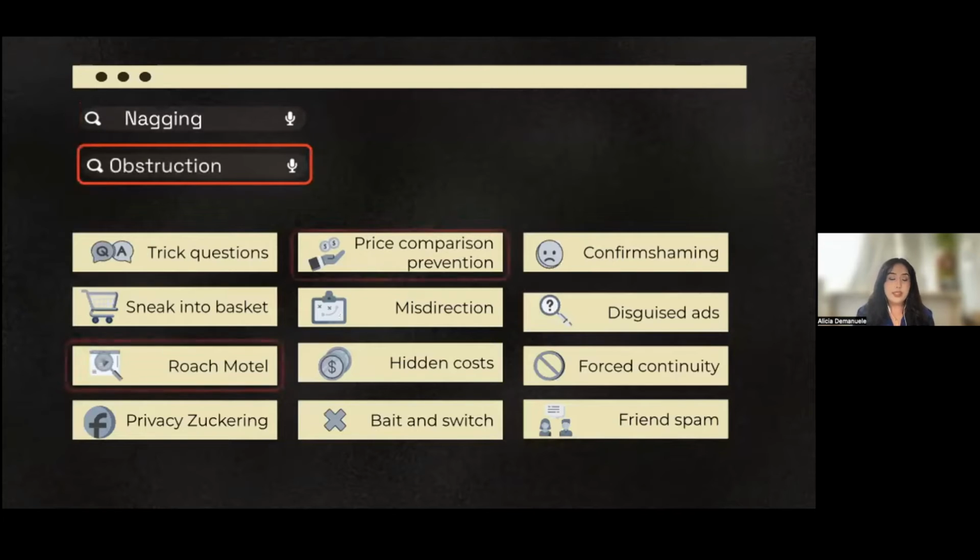The second grouping is called obstruction, which refers to impeding the flow of a certain task, effectively making the interaction more difficult than it needs to be with the intent to dissuade a particular action. So as you can see, this one includes Brignall's price comparison prevention and Roach Motel.